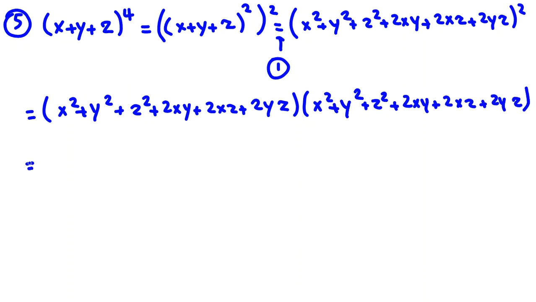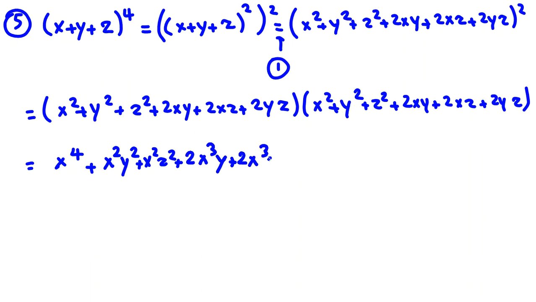So if we calculate x squared, you should multiply by all of them. Y squared, you should multiply by all of them. Z squared, you should multiply by all of them to see what we have. So if we do this, x squared times this will be x to the 4 plus x squared y squared, x squared z squared, plus x squared times this 2x cubed y, plus 2x cubed z, plus 2x squared yz.